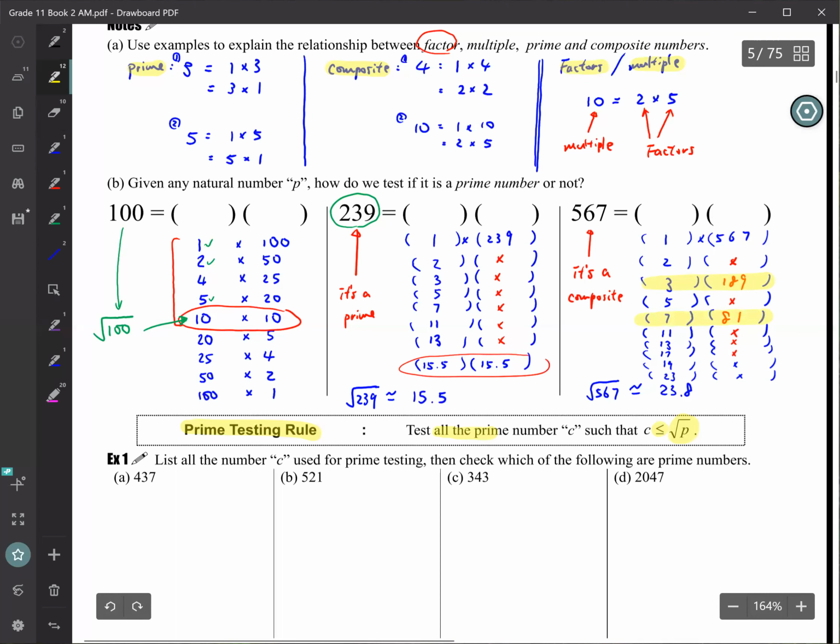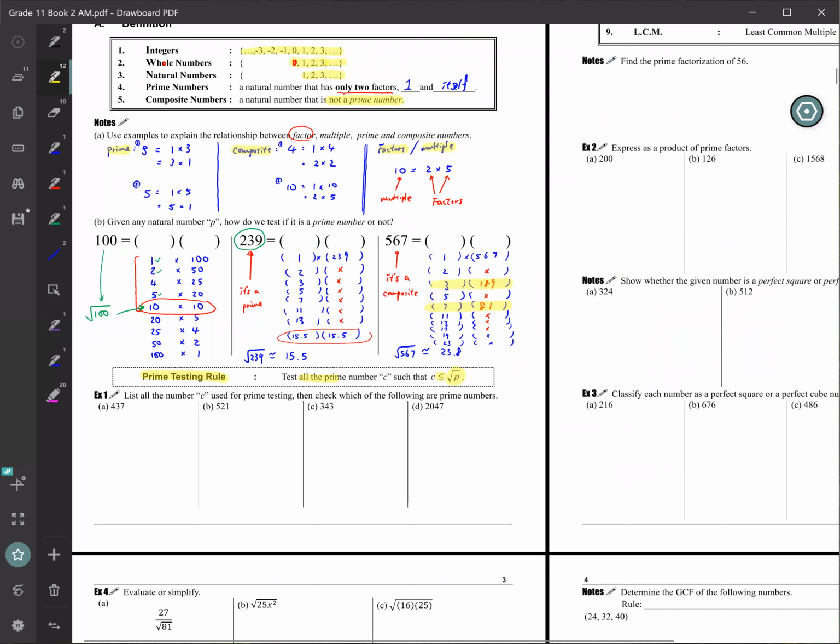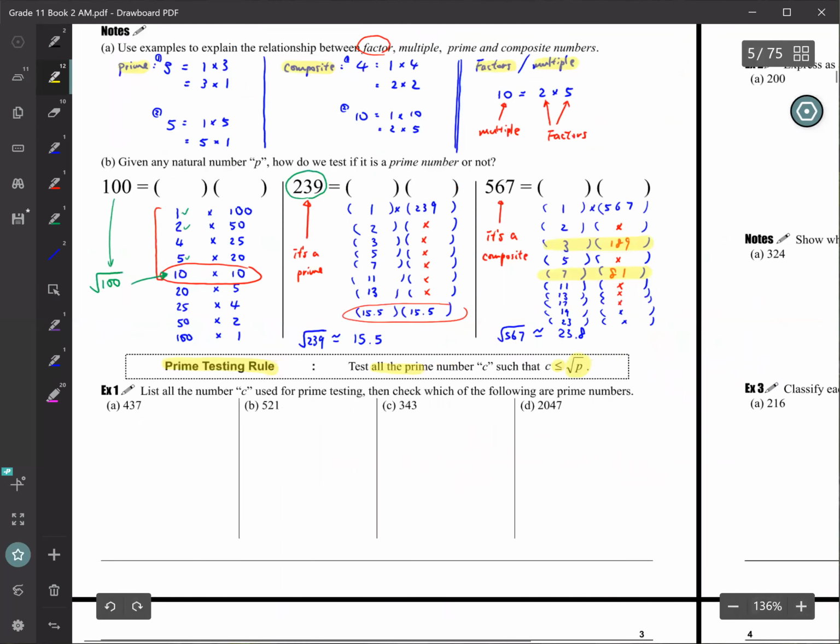Okay, but all you need is to find one pair other than 1 and itself. Then you know it's not a prime. So let's finish the testing at the bottom here, and then we'll have a break, okay? So I'll let you try.